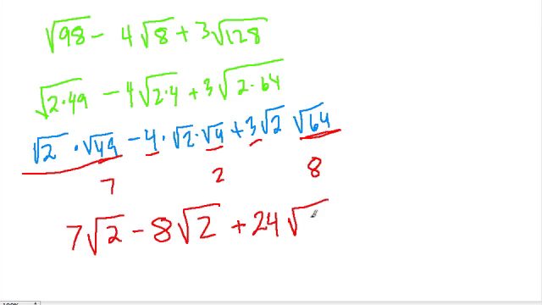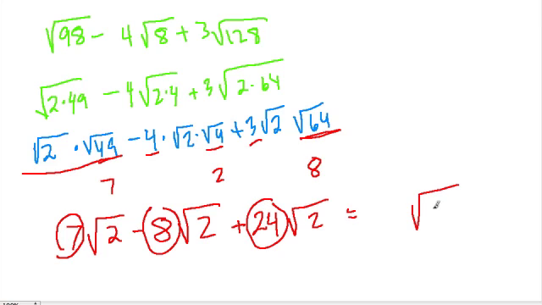So now we can just add these numbers out here and subtract them according to the operation and write that in terms of the square root of 2. So 7 minus 8 is negative 1, plus 24 is 23. So I get for this problem 23 times the square root of 2.